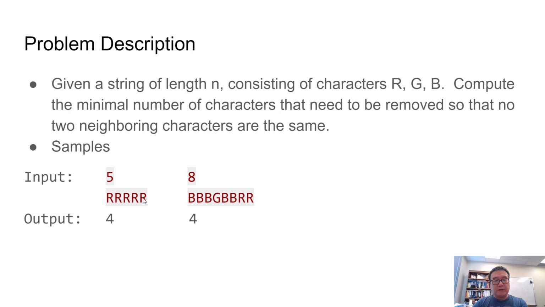Because we have R appear five times. So if we have 2 of them left, it will be RR. Then it's 2 neighboring characters that are the same. So we have to remove 4 of them. And here we have BBB, these 3 Bs, we have to remove 2 of them. And then G is fine. And then we have BB, we have to remove 1 of them. And then we have RR, we have to remove 1 of them. So we have to remove 2 plus 1 plus 1, 4 of them. So that's the problem.